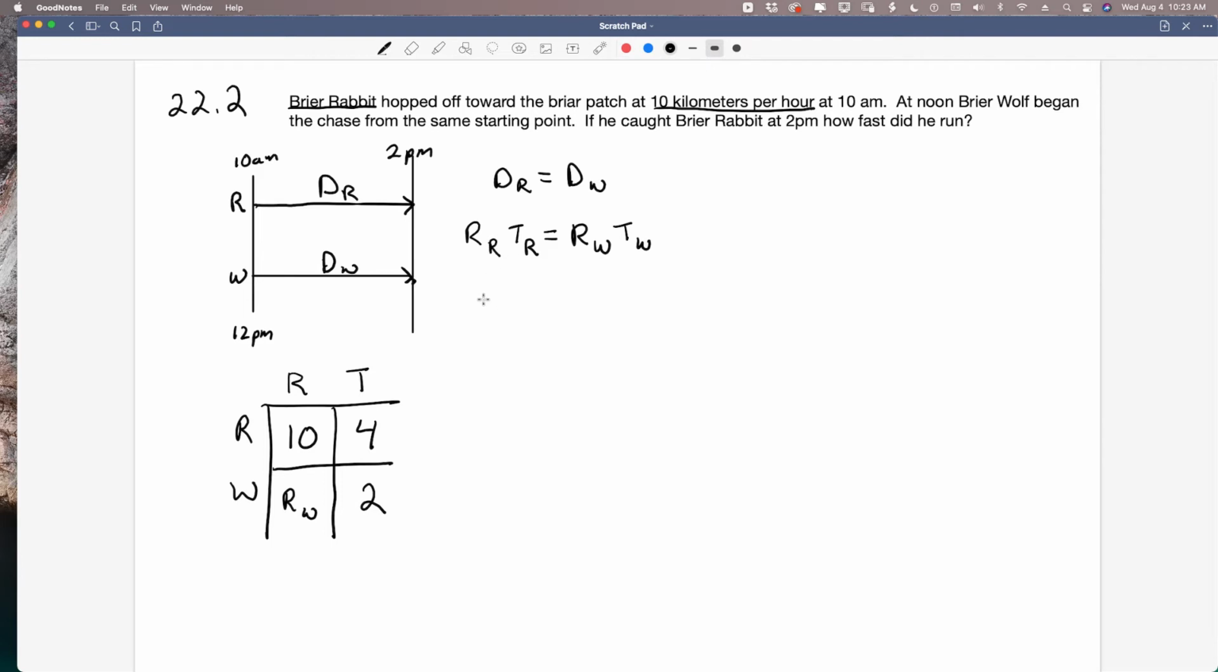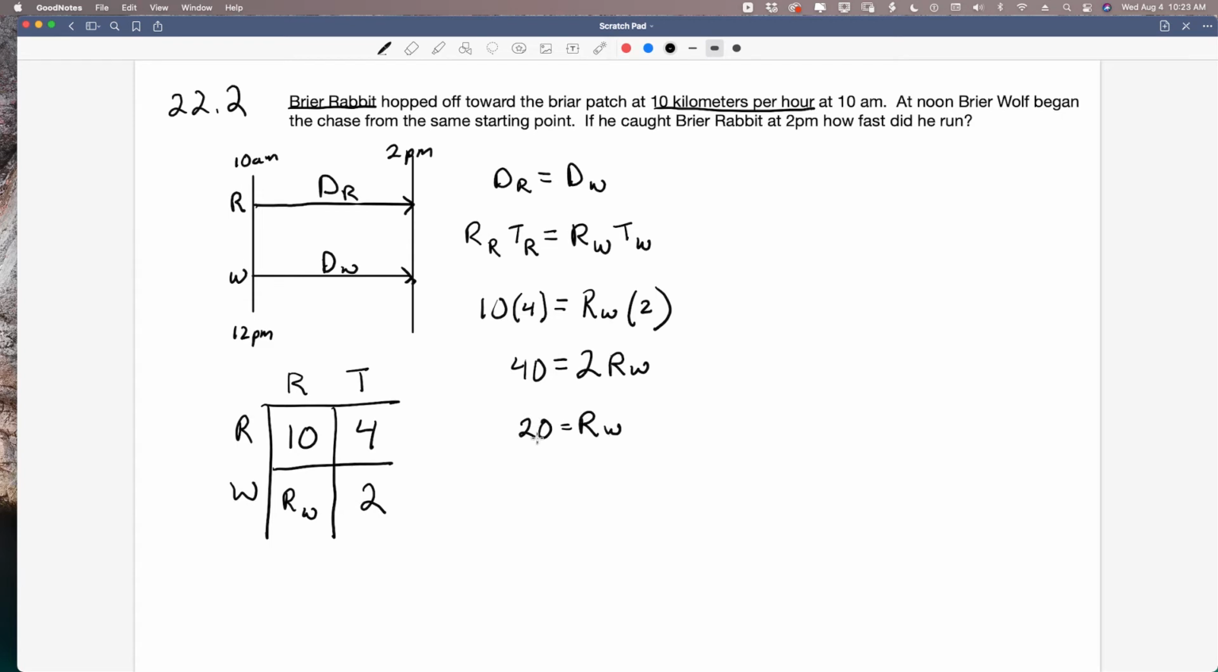So we can start subbing in here. The rate of the rabbit is 10. The time of the rabbit is 4. The rate of the wolf we don't know. And the time of the wolf is 2. So that's going to be 40 equals 2 times RW. We divide both sides by 2. So that means that 20 is the rate of the wolf.